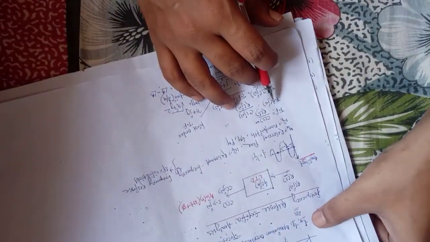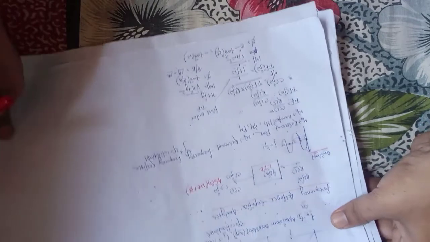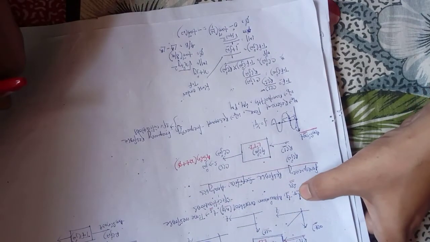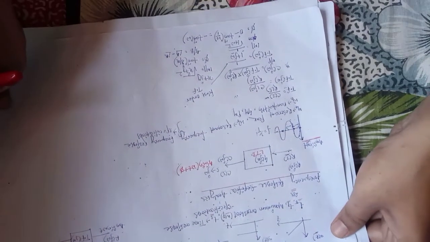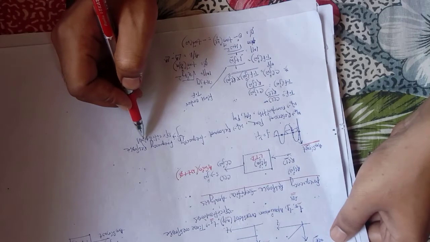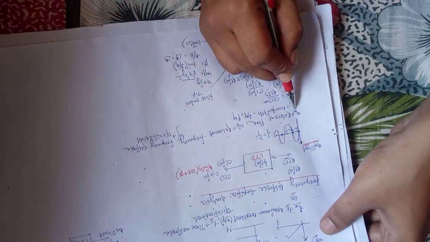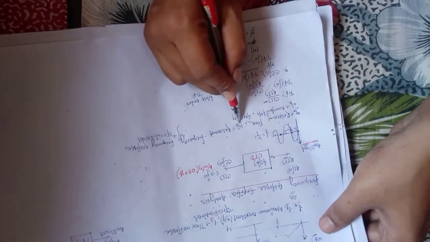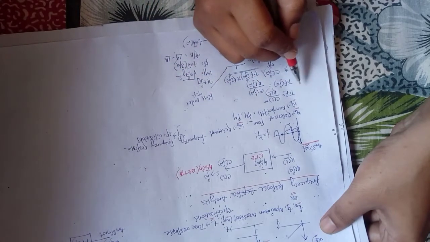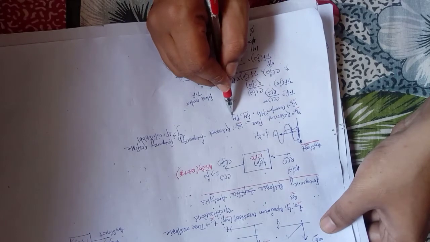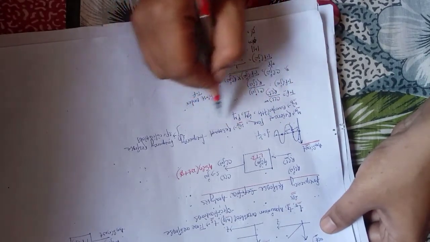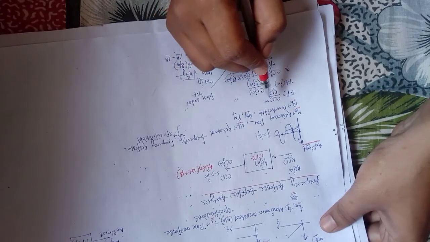Like time response specifications, TS, TP, maximum overshoot, TR, that I already told, similarly we have frequency response specifications. And what are those? That is MR, resonant peak; omega R, resonant frequency; omega B, bandwidth; gain margin and phase margin. We are going to study them in detail. So these are the frequency response specifications.